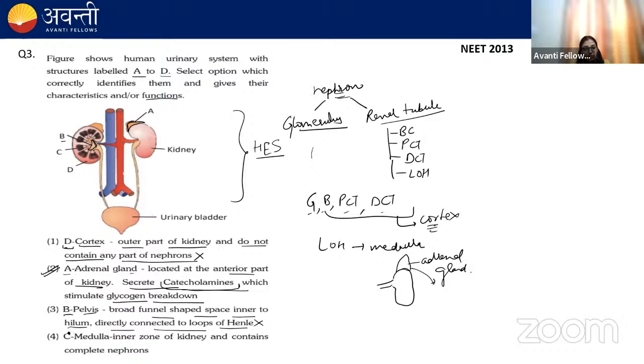The fourth option says C is medulla. Yes, C is medulla, the inner zone of the kidney. Contains the complete nephron? I told you that some part of the nephron is present in the cortex and some, which is the loop of Henle, is present in the medulla. But it says that it contains the complete nephron. So it is wrong. So the correct option is option number 2. I hope it is clear to everyone.